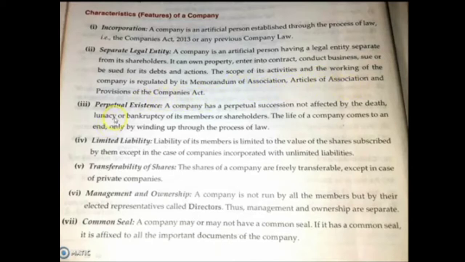The third point is perpetual existence. The death or bankruptcy of the shareholders or members of the company will not affect its working. The life of the company goes on, as the incorporation of companies is through law, so its winding up will also be through the process of law. So we can say that a company has perpetual succession. The next point is limited liability. The liability of the members is limited to the value of shares subscribed by them.